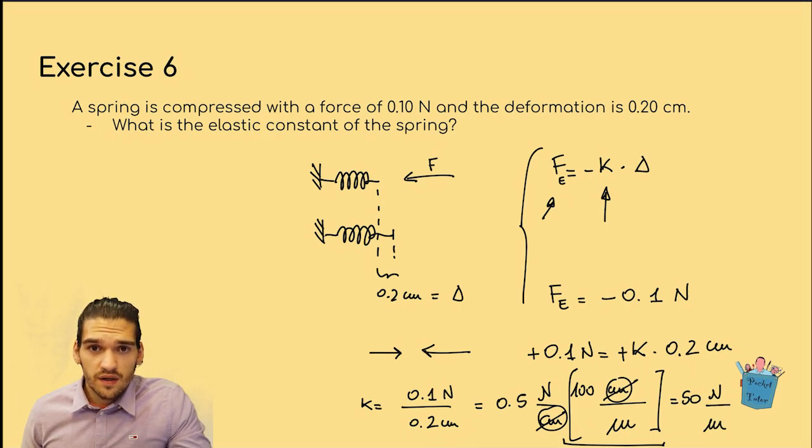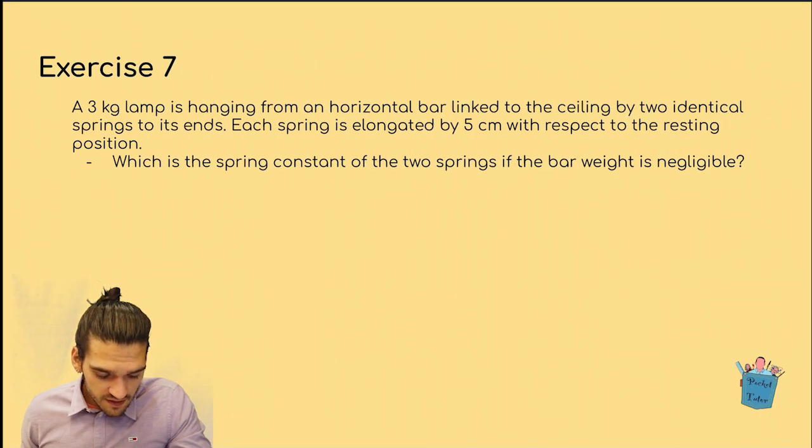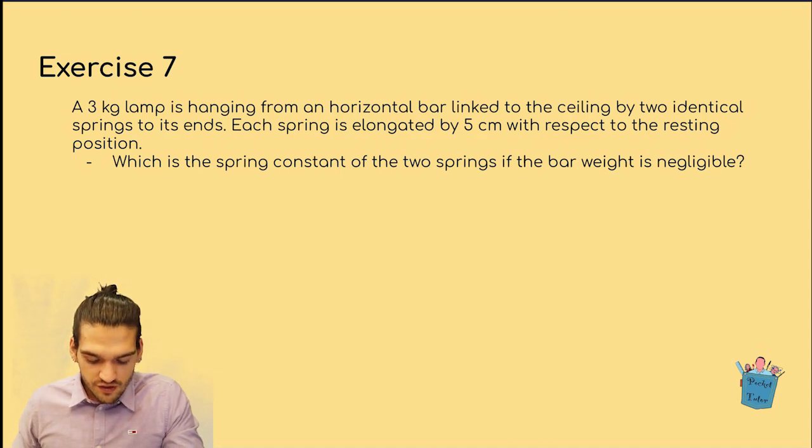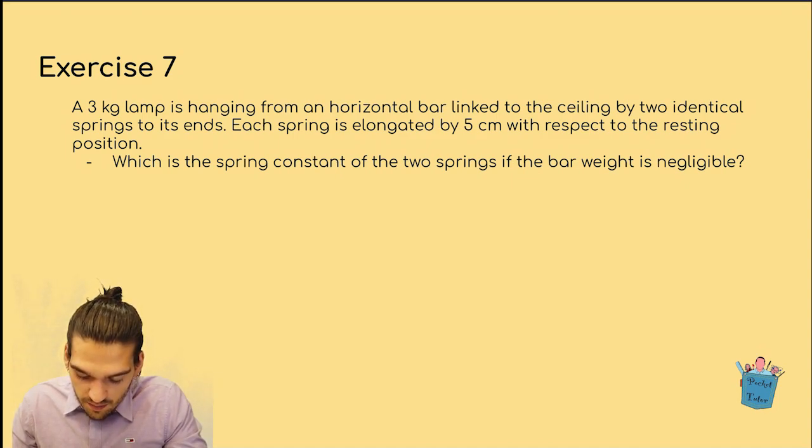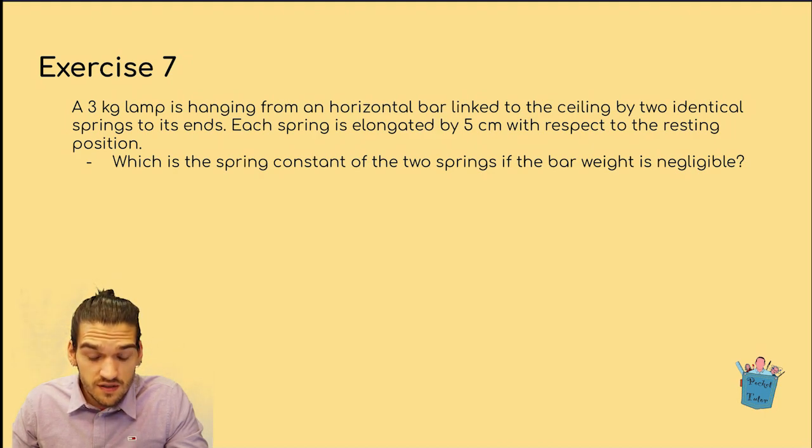And let's see a last one. This one is slightly more difficult, but not too much. The exercise says, a 3 kilograms lamp is hanging from a horizontal bar linked to the ceiling by 2 identical springs at its ends. Each spring is elongated by 5 cm with respect to the resting position. Which is the spring constant of the 2 springs if the bar weight is negligible?